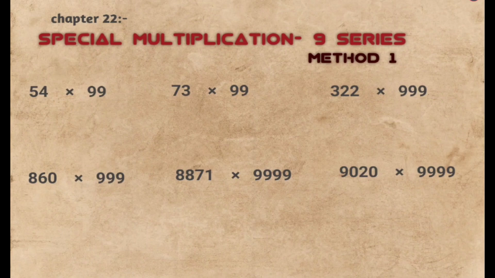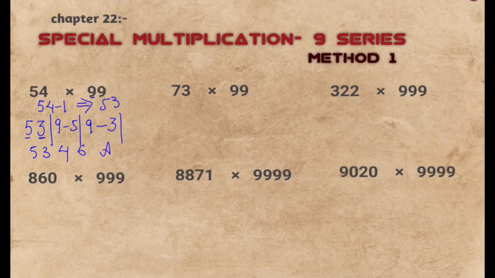Now what we'll do, first we'll subtract 1 from 54. So simply 54 minus 1, which gives you 53. Now write 53, make a partition, 9 minus this 5 and 9 minus this 3. So we get 53, then 9 minus 5 gives you 4 and 9 minus 3 gives you 6. So we get 5346 as the answer. This trick is that easy.